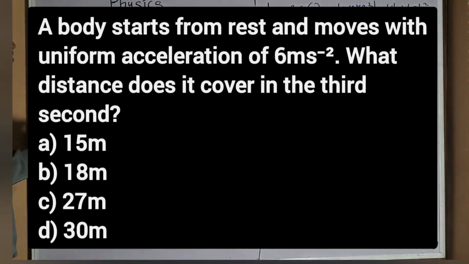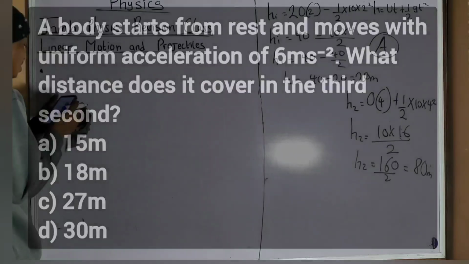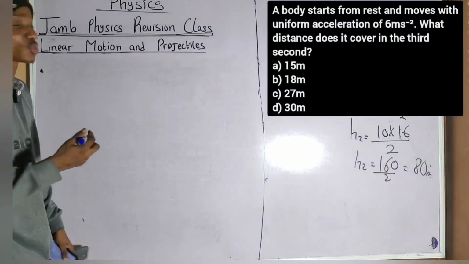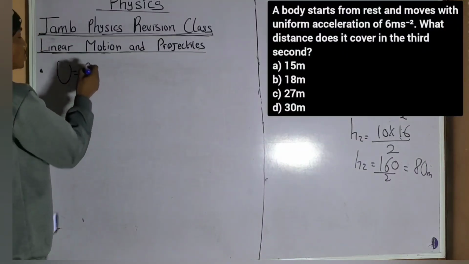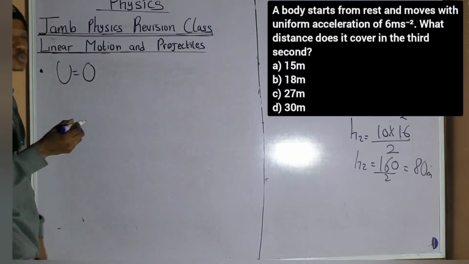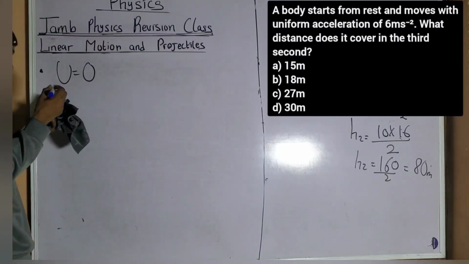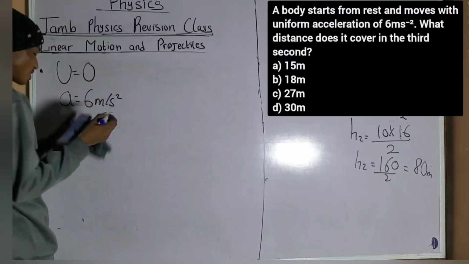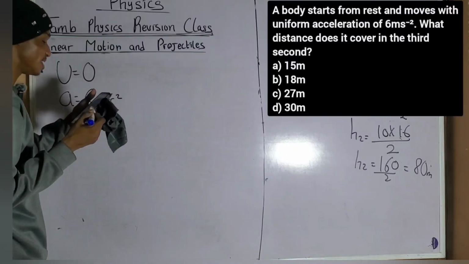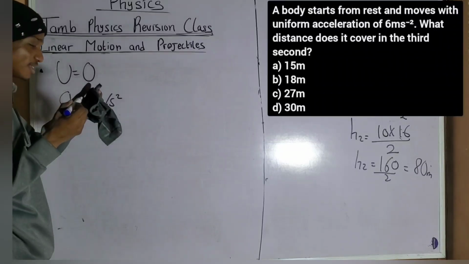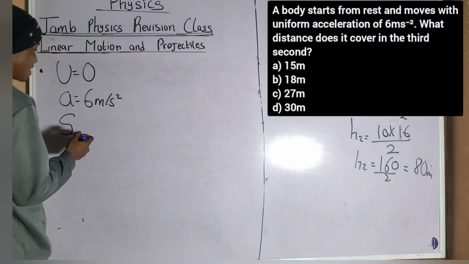Let's start by writing out the information that we are given in the question. The body starts from rest simply means the initial velocity is 0. So u is equals to 0. The uniform acceleration that the body moves with is what? 6 meters per second squared. So a is equals to 6 meters per second squared. Okay? We are looking for the distance that is covered in the third second. Okay? S3.